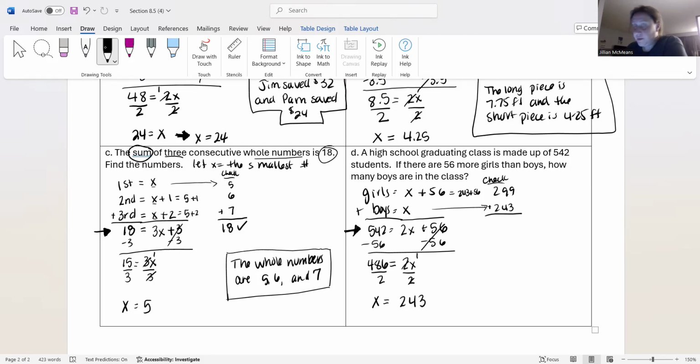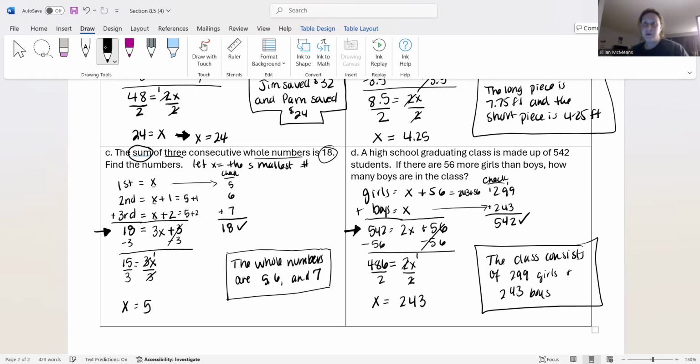All right, so let's see. 9 plus 3 is 12, so I keep a 2. I carry a 1. 9 plus 4 is 13 plus 1 is 14. So I keep a 4, I carry a 1. 2 plus 2 plus 1 is 5. Everything checks out. So we could say the class consists of 299 girls and 243 boys. All right. So that is problem solving with these really basic linear equations, okay?